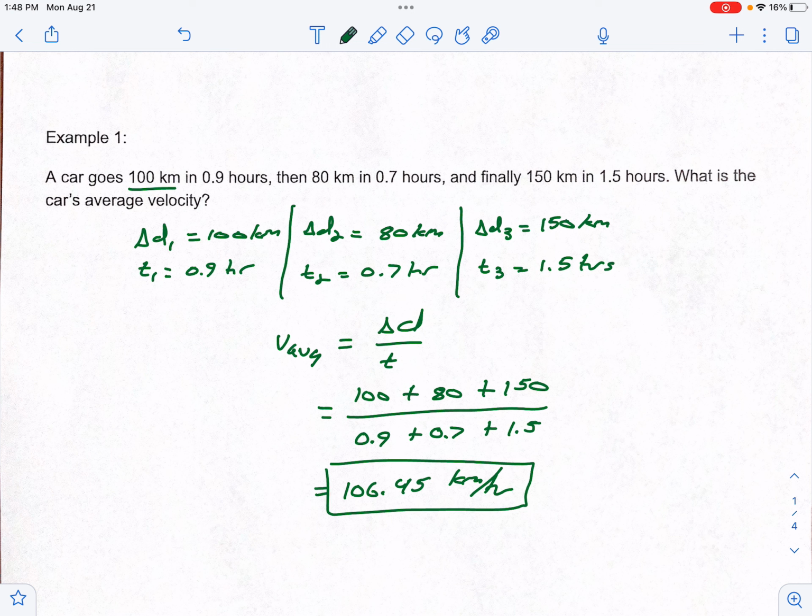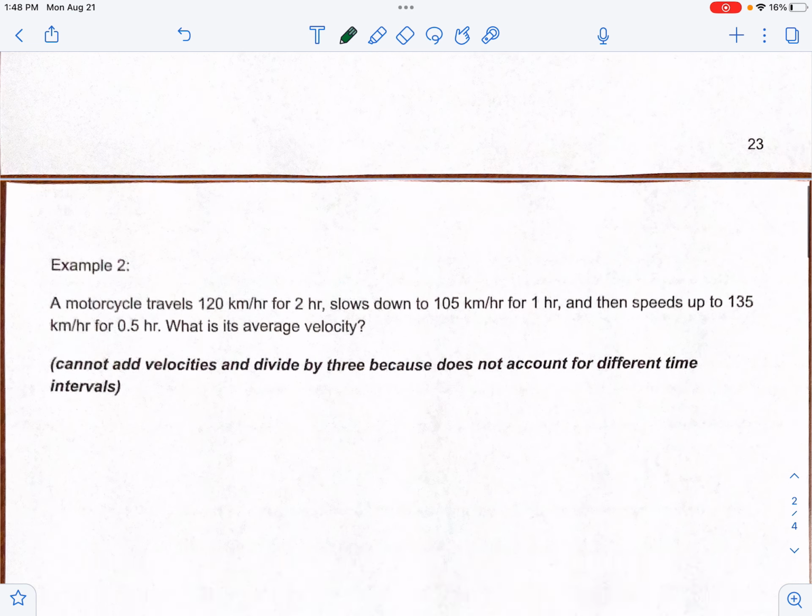So it's really not that difficult when I give you displacements and times. All you have to do is plug it in. But now we're going to go into a couple of examples where I don't necessarily give you a displacement or a time, and you just have to find it. So we're going to move on to the next page.